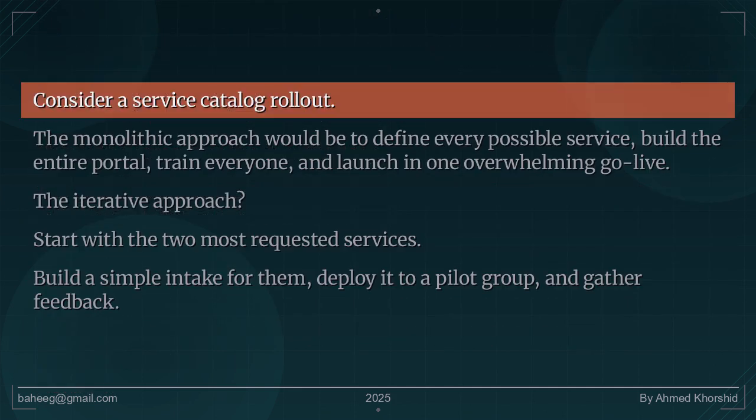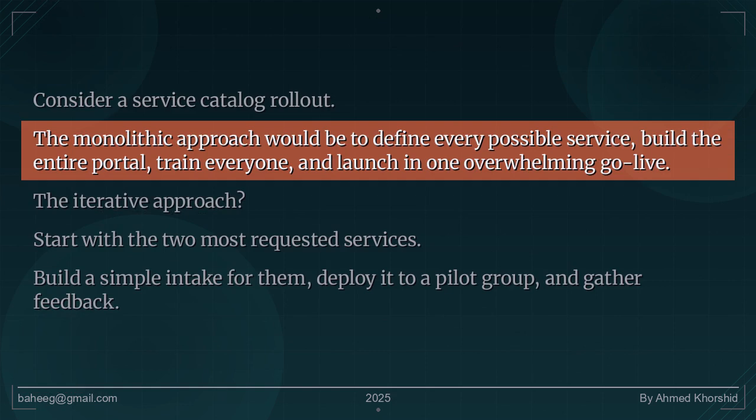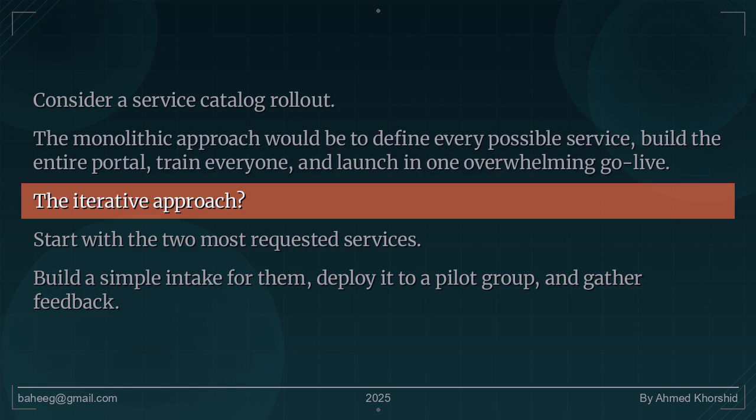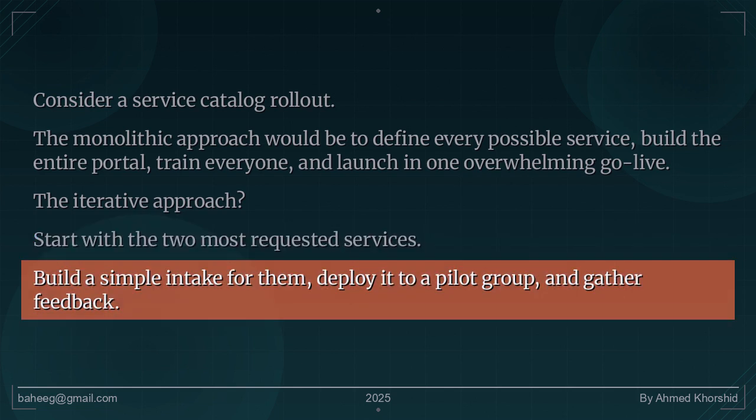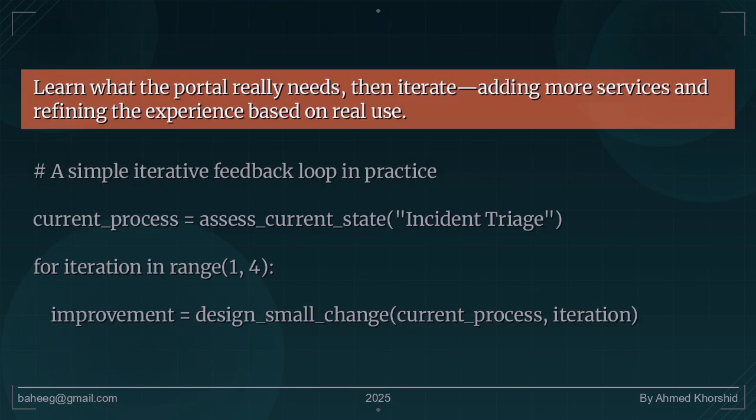Consider a service catalog rollout. The monolithic approach would be to define every possible service, build the entire portal, train everyone, and launch in one overwhelming go-live. The iterative approach? Start with the 2 most requested services. Build a simple intake for them, deploy it to a pilot group, and gather feedback. Learn what the portal really needs, then iterate, adding more services and refining the experience based on real use.